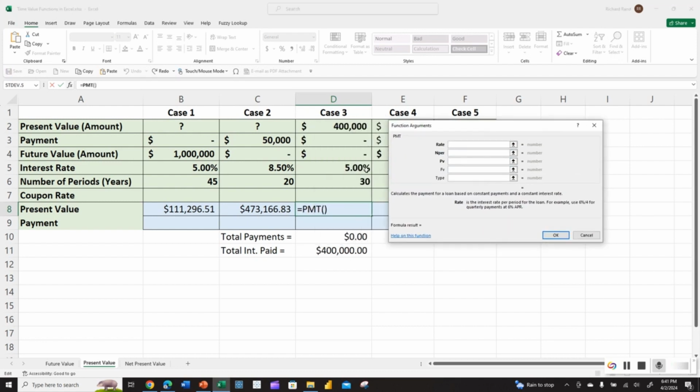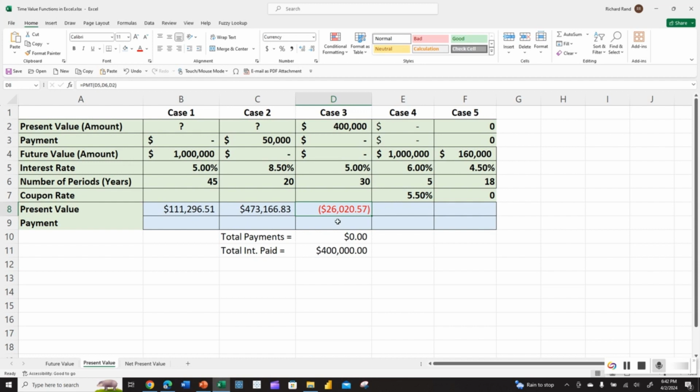It wants to know the rate. There that is. It's 5%. It wants to know the number of periods. It's 30. We don't know the payment. We know the present value is 400. And so the payment is going to be $26,000. Again, let me put the minus sign in there. We're going to pay $26,020 per year for 30 years. Now you can break that down by 12 months per year, but $26,000 a year, a little over $2,000 a month, would get us a $400,000 house on a 30-year mortgage.